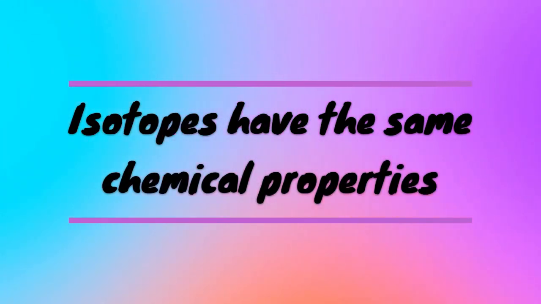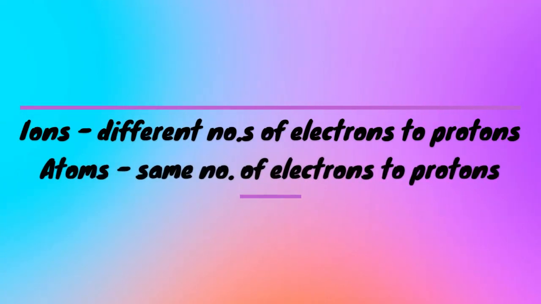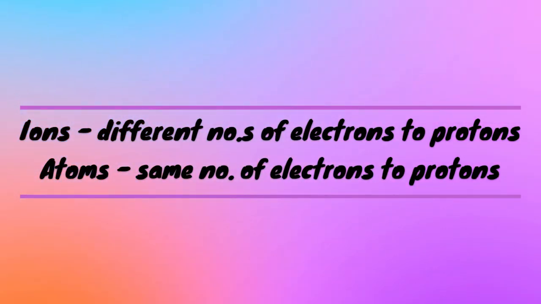Then there's just a few extra notes that I've written down here for C1. So a bit of a recap with some extra notes here. The only difference between isotopes is that one will weigh more than the other. They have the same chemical properties, which means they do the same when they are reacting. Neutrons do nothing apart from have mass, okay? They make an isotope heavier. What's the difference between ions and atoms? Ions have different numbers of electrons compared to protons. Atoms are neutral. They have the same number of electrons and protons.